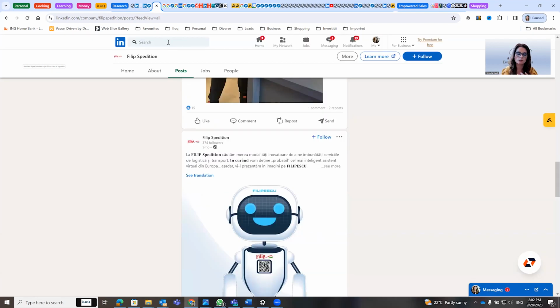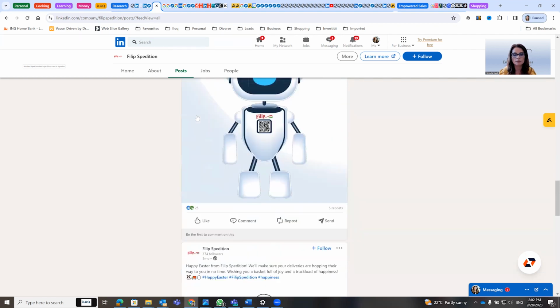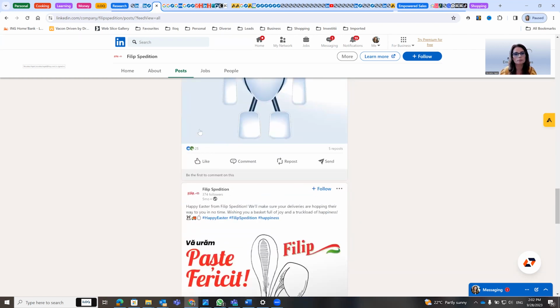So you can search by person if you already know the name, or you can search by the company and then try to identify through the posts which would be the main stakeholders in the company.